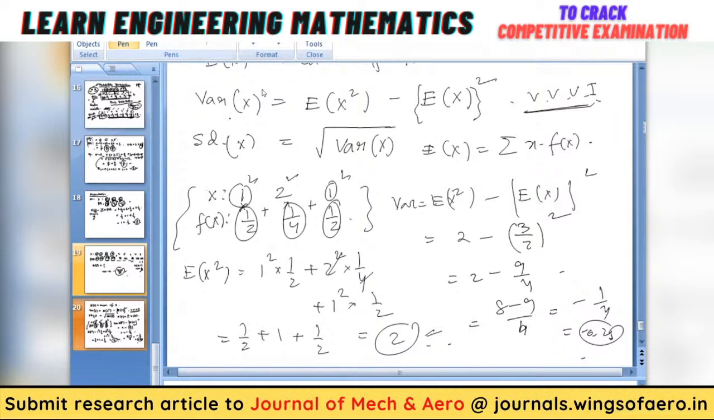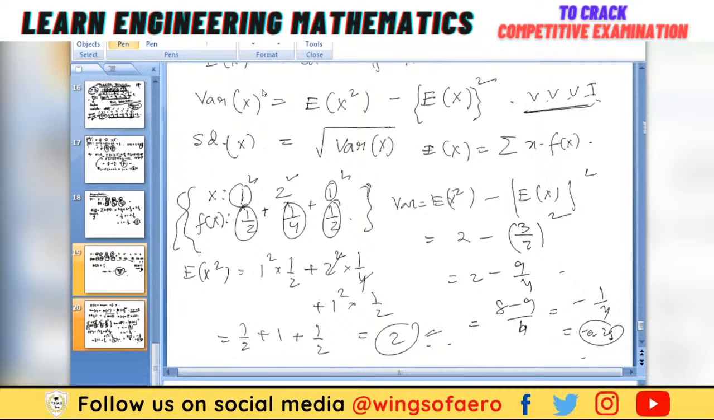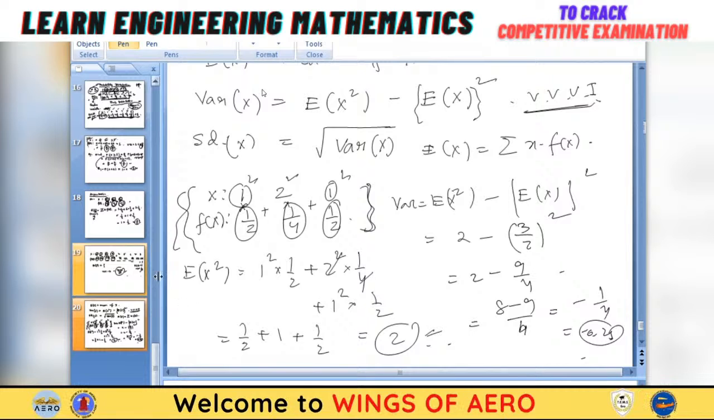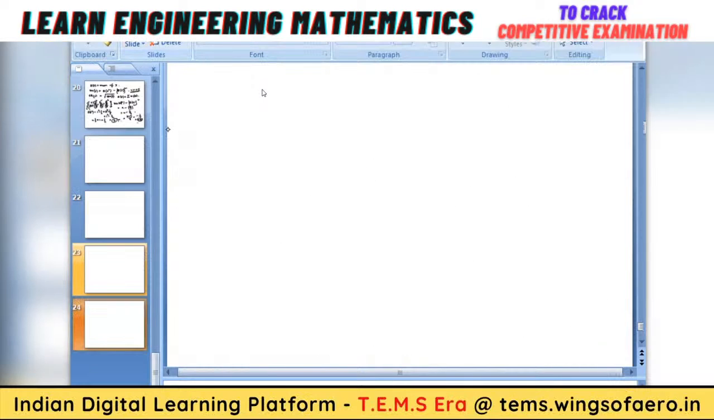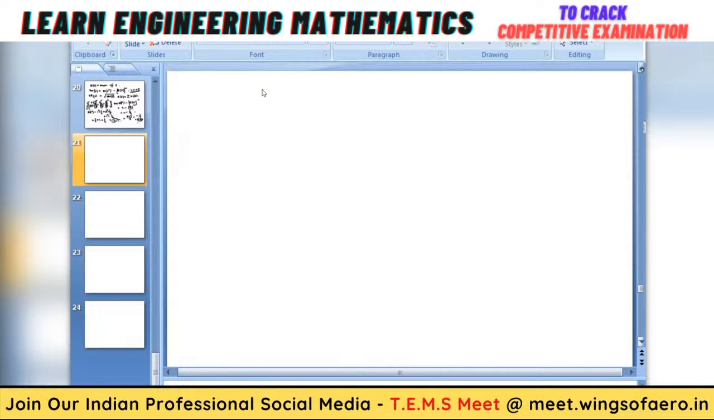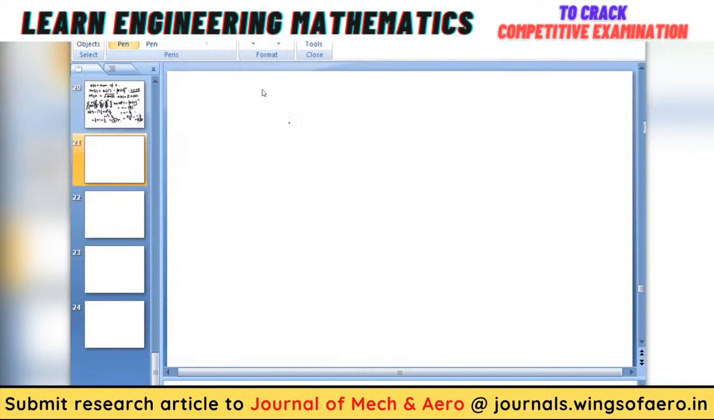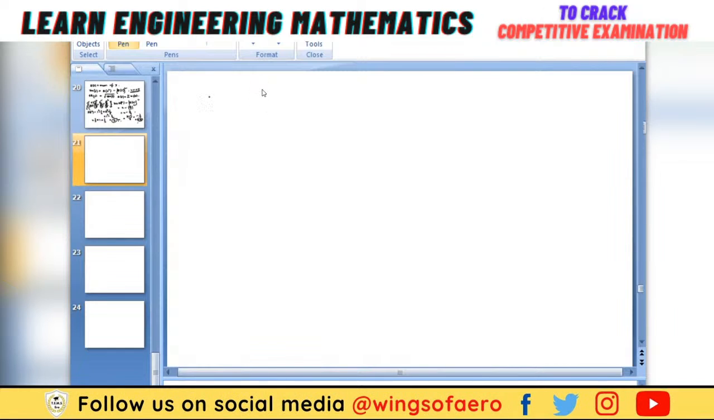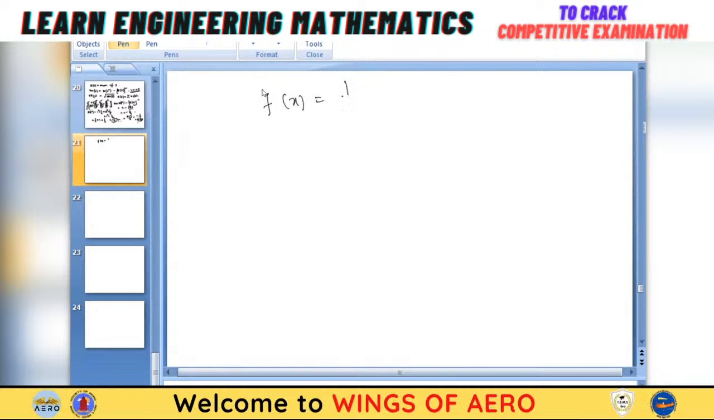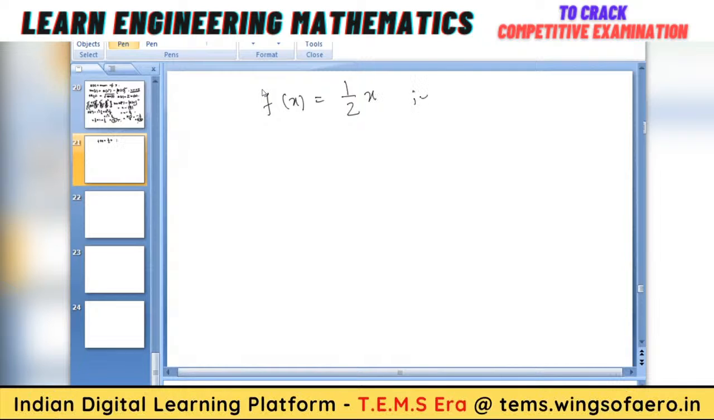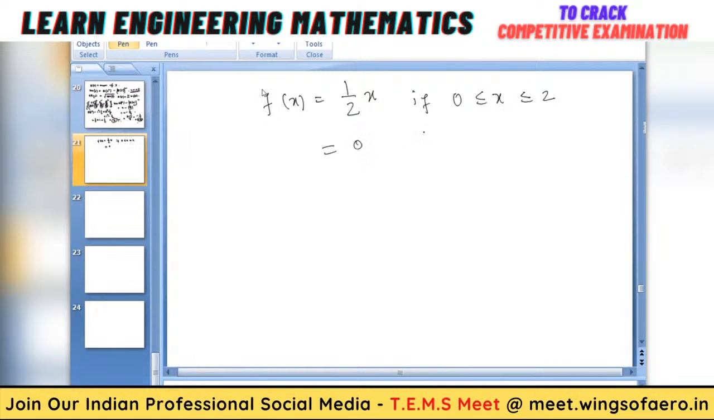So these are all discrete random variables. That is, they are represented like this, as values and corresponding probabilities. Okay. Now we come to the continuous random variable. Now what is a continuous random variable? A continuous random variable is represented like a function. That is, suppose f(x) is equal to 1 by 2 into x, if 0 less than or equal to x less than or equal to 2, and equal to 0 elsewhere.